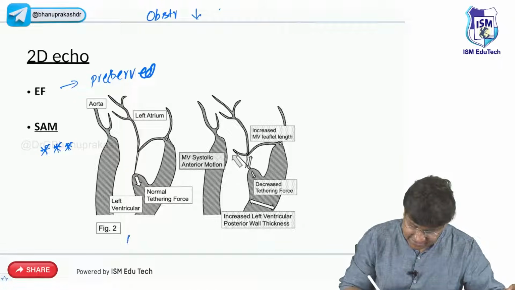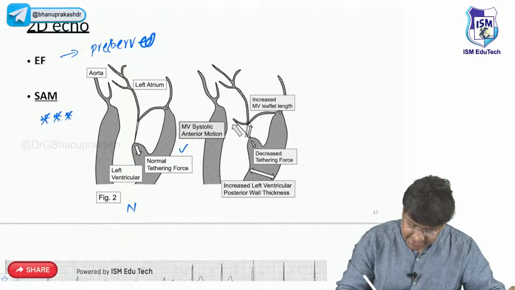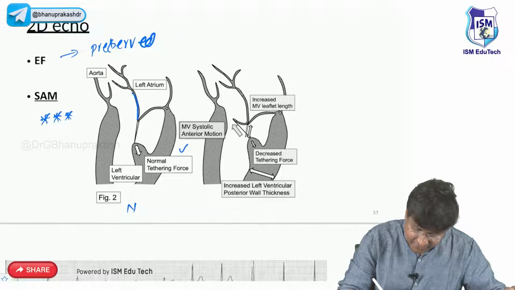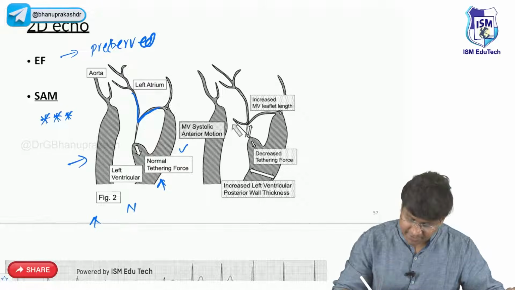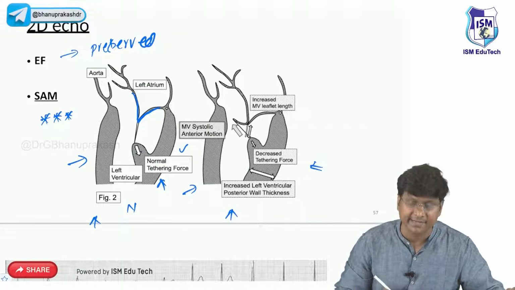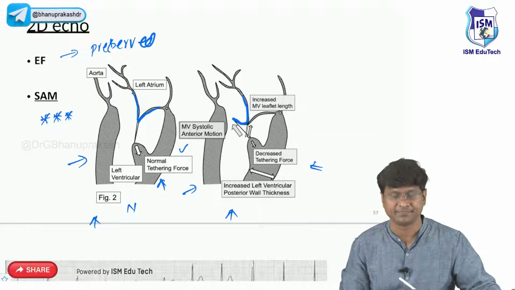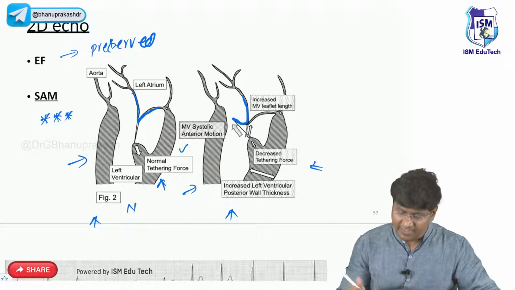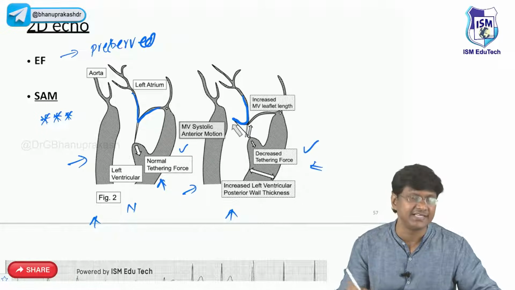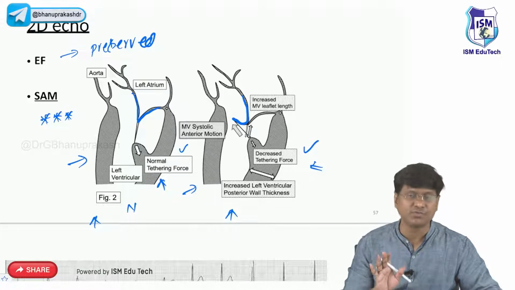See, in a normal individual, what is it that you are seeing? The mitral valve will close whenever the left ventricle is contracting. But in hypertrophic cardiomyopathy, when the left ventricle is contracting, the mitral valve leaflet will move towards the hypertrophic septum, and that is what is called systolic anterior motion of the mitral valve leaflet. And why is that? That is due to decreased tethering force by the chordae tendineae due to the hypertrophied left ventricle. Okay, so that is what is called SAM.